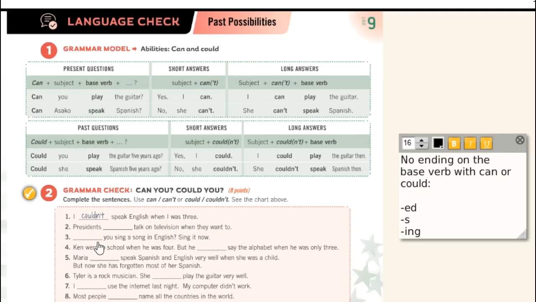Okay, this one. Something. You sing a song in English, can or can't? What do you think? Okay. You ask a question. Is it can't or is it can? Okay, 질문할 때 어떤 거 시작해야 돼요? Can이나 can't? Okay. You sing in English, song in English. Sing it now.